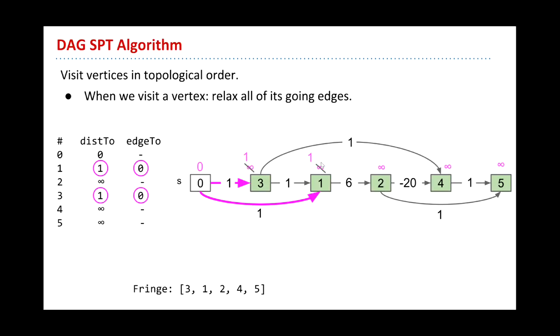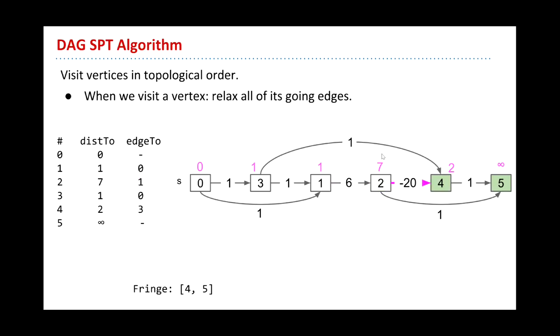Which vertex comes next? 3. Why? Because that's the next in the topological order. Which of these two, is 2 better than 1? No. Is 2 better than infinity? Yes. Now at this point, actually, I'm going to wait before I say why it works. Next vertex to come off is what? 1. We're just going in order. So what's this value going to be? 7. Okay, good.